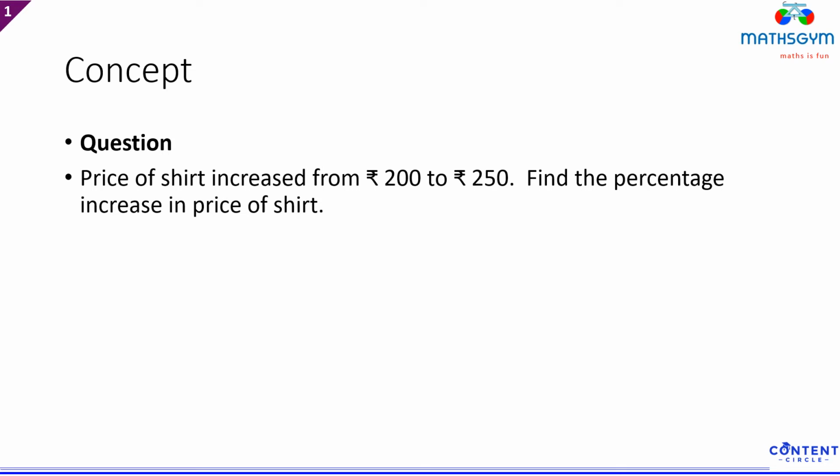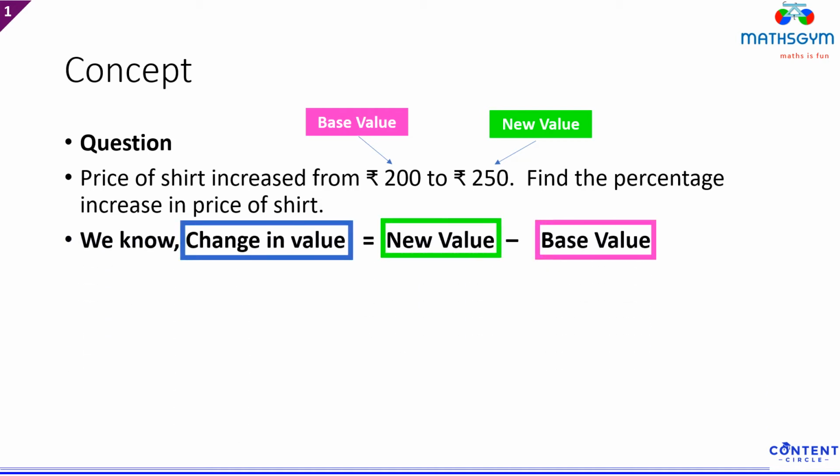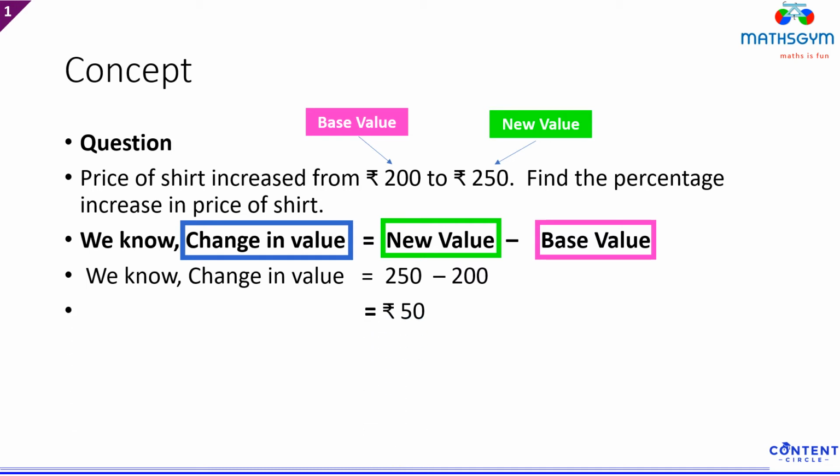A price of a shirt has increased from rupees 200 to rupees 250. Find the percentage increase in the price of the shirt. Now what do we do? Apply the concept. We are interested in finding out what is the base value and what is the new value, and we find that the base value is 200 and the new value is 250. The new value is bigger, so let's find the change in value. The change in value is new value minus base value, which is 250 minus 200. The change in value we get as rupees 50.